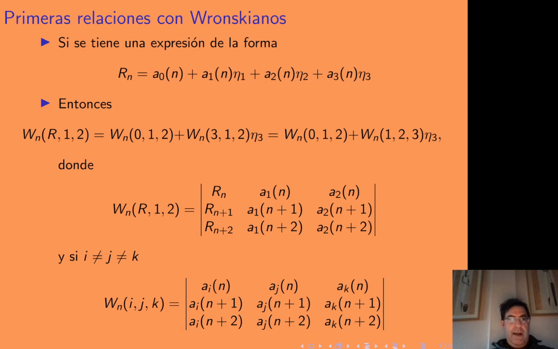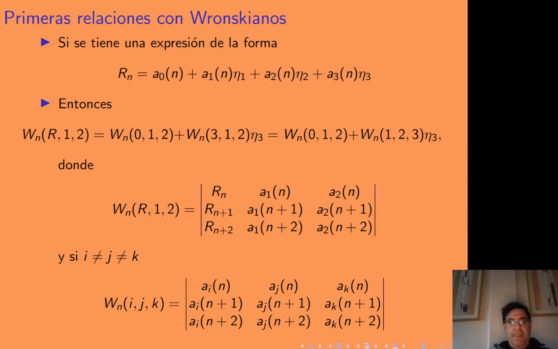Now, let me show you a little bit about the Wronskians. So, the Wronskians appear in this problem in a very natural way. So, suppose that you have, as previously, some rational hypergeometric expression, so that Rn can in fact be written as a sum of 4 sequences of numbers times 1, eta 1, eta 2, and eta 3, right? I want to have something like this.